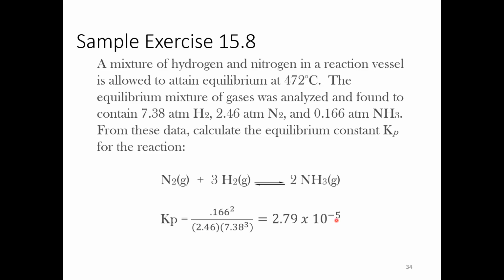And again, that kind of makes sense because we've got 0.166 squared, so it's going to be a really small number. And then on the bottom, we've got 2 whole numbers, and one of them we're really multiplying by itself a couple times. So we should have a small number over a large number, so it makes sense that we get a small scientific notation, something to the -5th here.